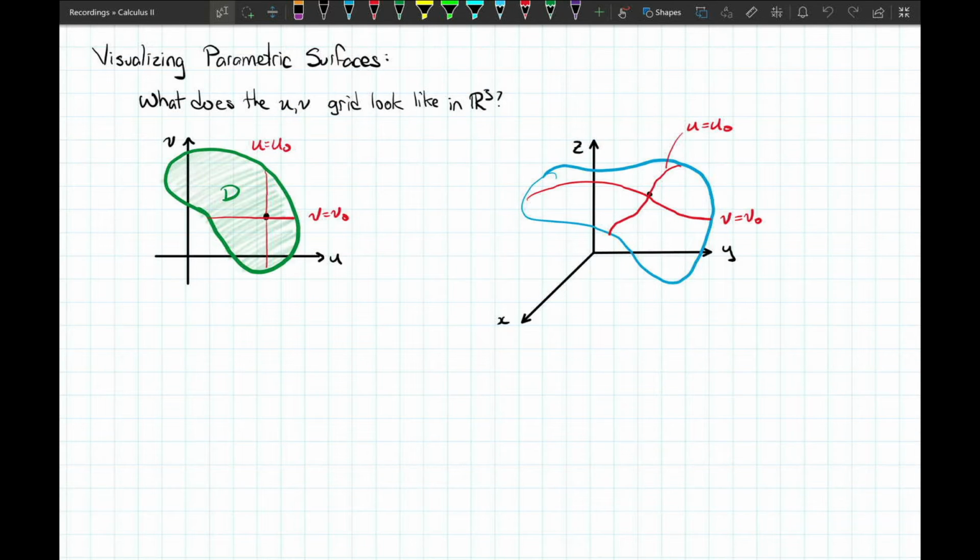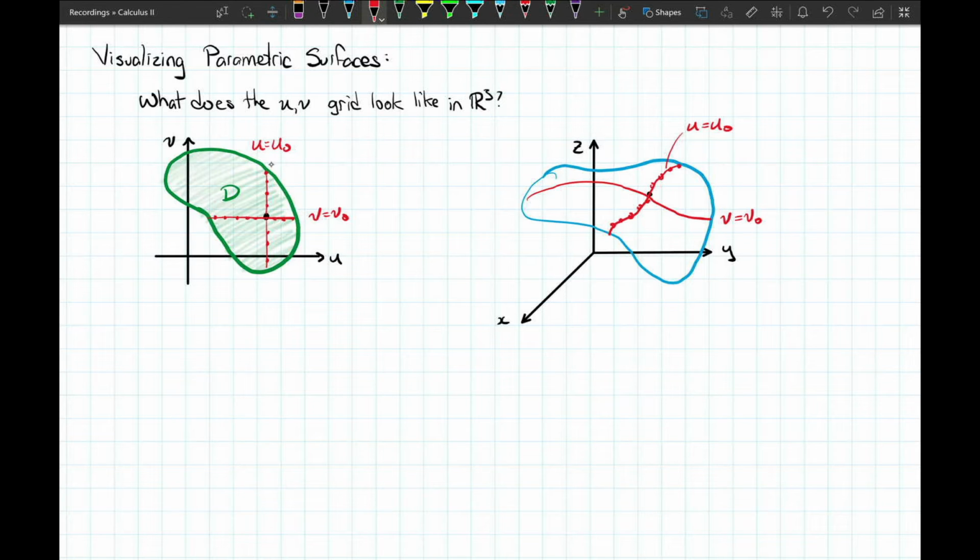Going back to this picture of the parameter domain and the surface, I'm just going to add grid lines onto the parameter domain. Those are going to be running horizontally and vertically. Vertical lines would be if u is constant. Horizontal lines would be if v is a constant. Now, on each of these lines, vertical or horizontal, we have a set of points, and each of those points we map onto the surface.